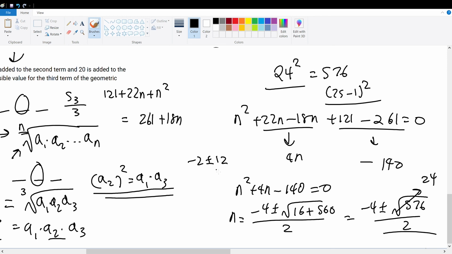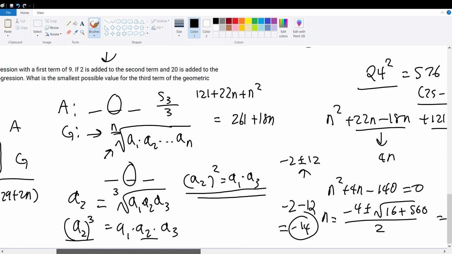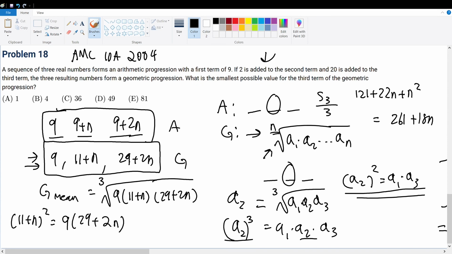Now, we want to minimize this because it's given in the question, so obviously subtraction will do so. Negative 2 subtract 12 gives negative 14 as our desired result. That means n is equal to negative 14. So we can plug n into the geometric series. The terms will be 9, then 11 minus 14, and then 29 plus 2 times negative 14. We're trying to find the smallest possible third term, so this evaluates to 29 minus 28, which gives us 1, bringing us to answer choice A.